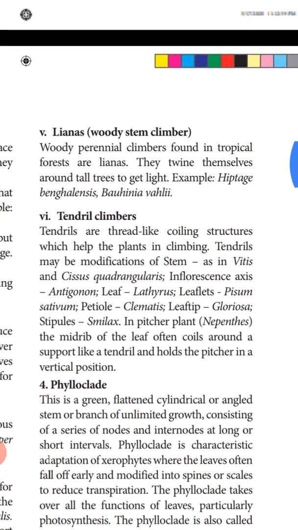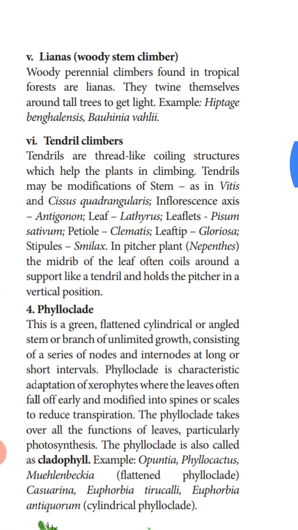Next is what? The lianas. Lianas, we have already studied, are the woody stem climbers. They are perennial and are found in the tropical forest. They twine themselves around the tall trees to get the light. So here these lianas are found in the forest to expose the leaves to trap the sunlight. These woody climbers climb around the trees to reach the top of the plant.